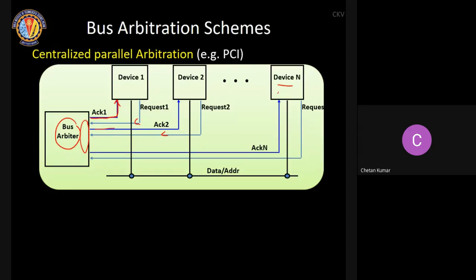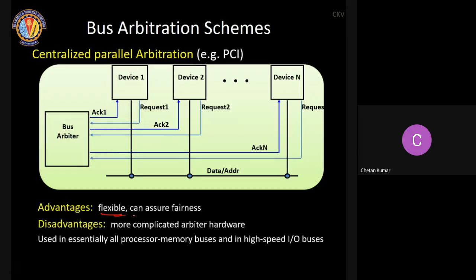But the problem is the implementation is complex. There are a lot of acknowledgement signals and a lot of request signals available, so the bus arbiter has to be implemented in a very complex way. It's flexible and it can assure fairness, but the disadvantage is that it will have very complicated hardware in the bus arbiter. It's usually used in all processor memory buses and high speed IO buses. Since the speed is very high here, whenever you want to communicate with high speed devices, you go with this particular architecture. But again, as you know, the architecture is a bit complex here.